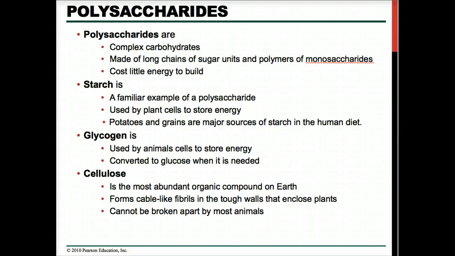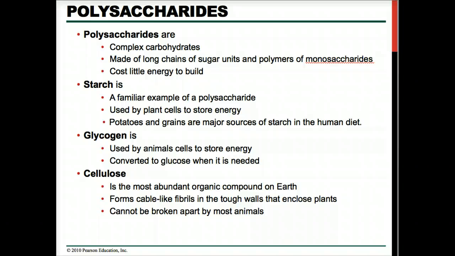The last type of carbohydrates that we mentioned were called polysaccharides. So poly, remember, means many. They're complex carbs. They're made of long chains of sugar units, polymers of monosaccharides. They cost very little energy to build. Some common examples that you should be familiar with is the first one on this slide is starch. This is used by plant cells to store energy, such as potatoes and grains.